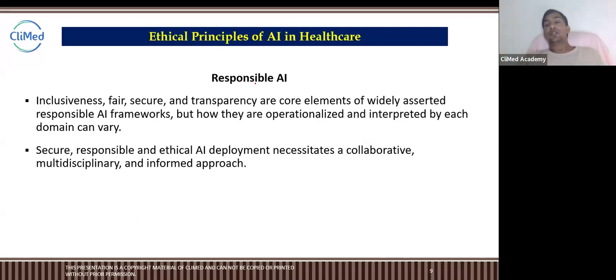Now we'll come to the major part of the guidelines that is called responsible AI.